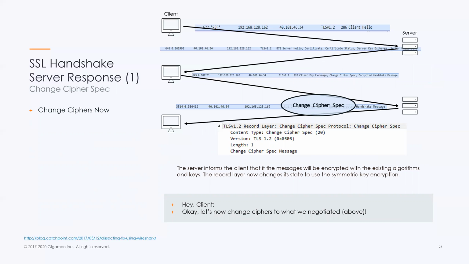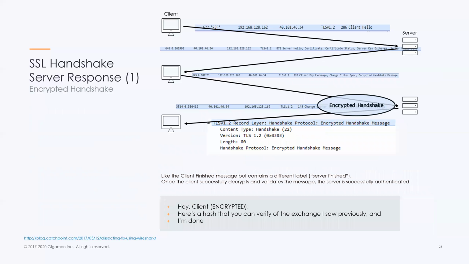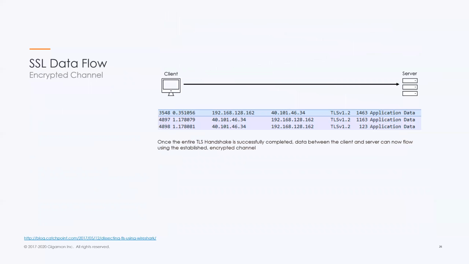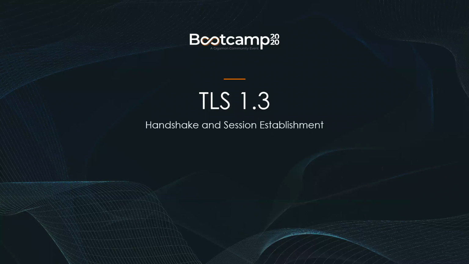The server responds by changing cipher as the client specified. So now the server flips over to the symmetric encrypted channel communication. It provides the client with the encrypted handshake as well. This is the encrypted hash of all of the preceding messages, so that the client can verify that the server is also who it said it was. And then the actual SSL TLS data flow between the two. So that was TLS 1.2.